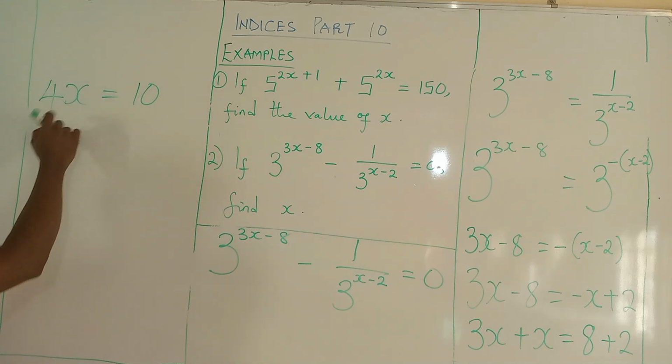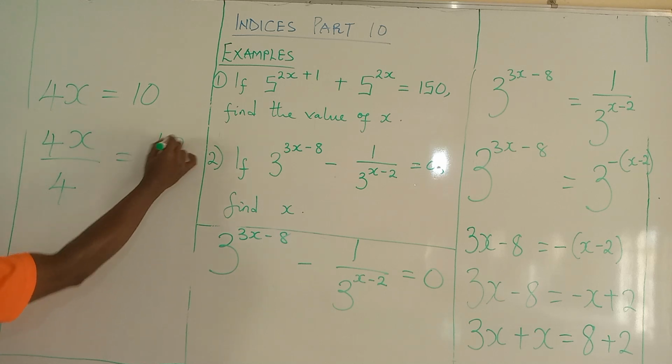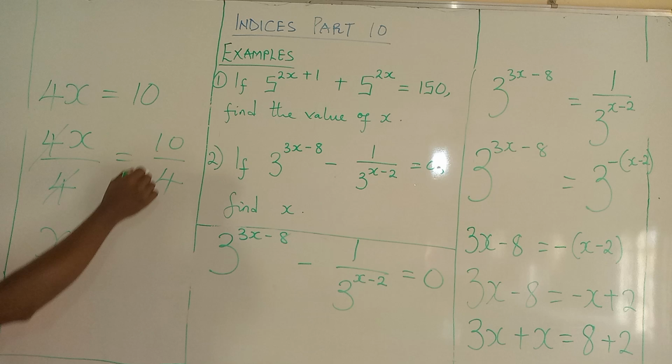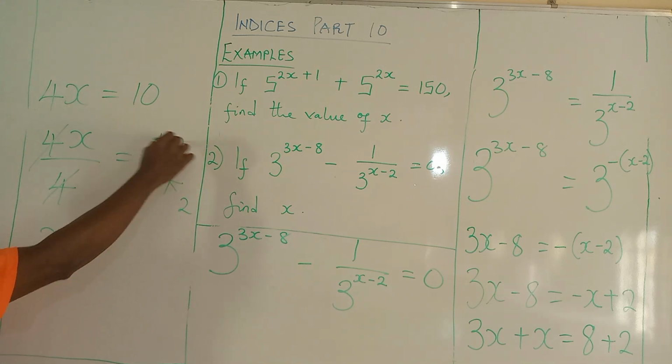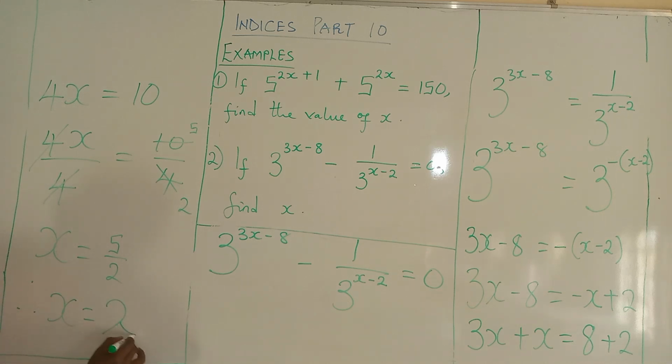So for x to stand alone, we divide both sides by 4. 4 will cancel this 4. X will now be 2 goes here 2, 2 goes here 5. So we have 5 over 2. But we cannot leave the answer like that because that is an improper fraction. So it therefore means that x is equal to 2 whole number 1 over 2. Alright, so that's the answer to question number 2.